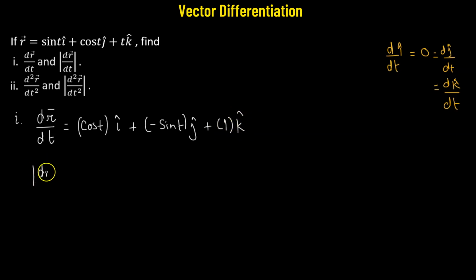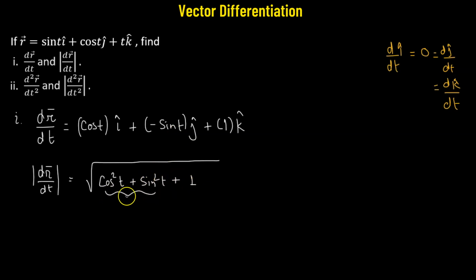To find out its magnitude, let's do that as well. So the magnitude of the first derivative of vector r will be equal to the square root, and within the square root we will take the square of the components and add them to each other. So we have cosine squared t plus negative sine t whole square, so that will be sine squared t, plus 1 square. We know that cosine squared t plus sine squared t is equal to 1. So we have square root of 2. So this is going to be the magnitude of our first derivative of the vector valued function r.